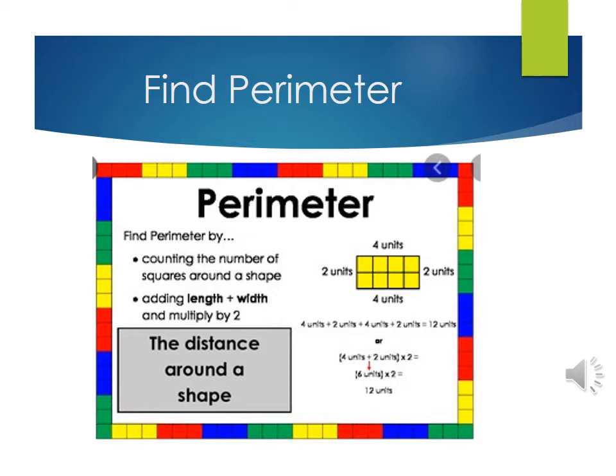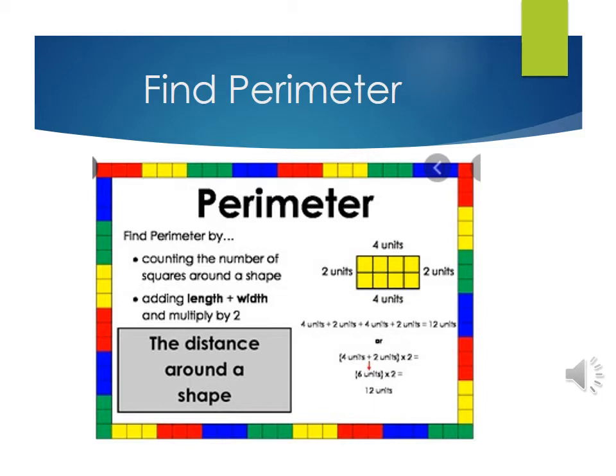Suppose that we have a rectangle. Its length is 4 units. 4 units means 4 centimeters. Here 1 square is equal to 1 centimeter. So the length of this rectangle is 4 squares, and we know that in a rectangle opposite two sides are equal, so the length is 4 centimeters, so the opposite length is also 4 centimeters. Breadth is 2 centimeters, so the opposite breadth is also 2 centimeters.